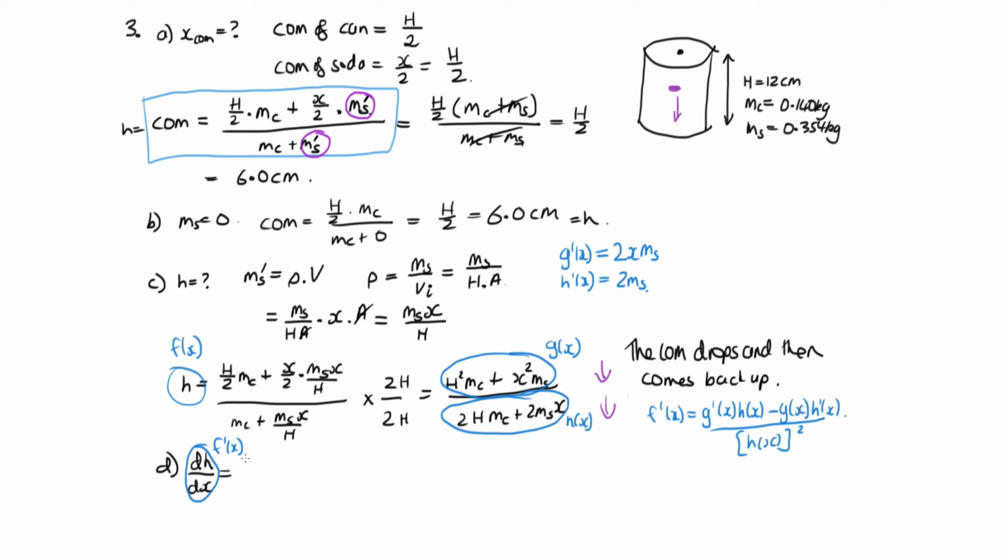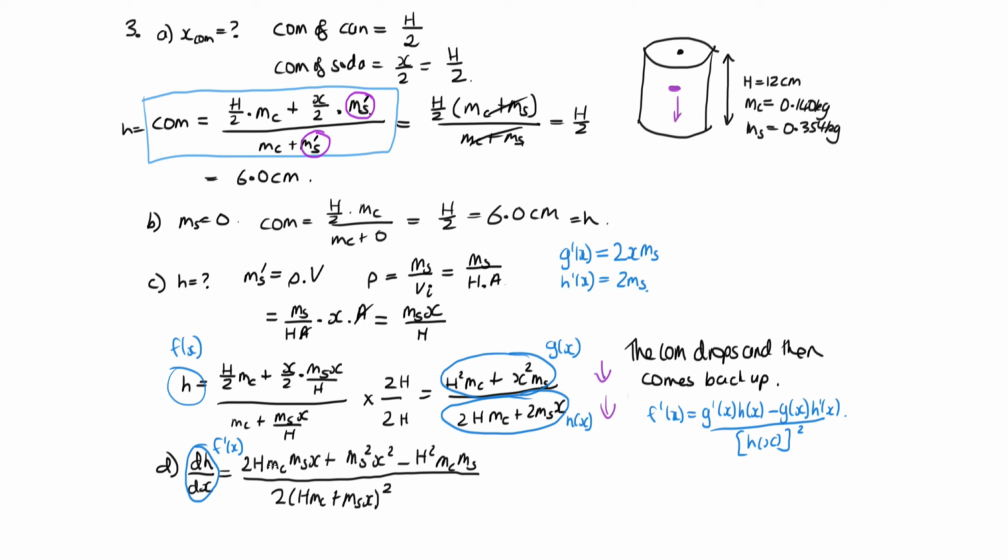When we do that and simplify, we end up with 2h times the mass of the can times the mass of the soda x, plus the mass of the soda squared x squared, minus h squared mass of the can, mass of the soda, all over 2h mass of the can plus mass of the soda x, squared.